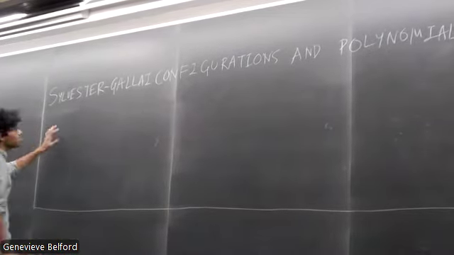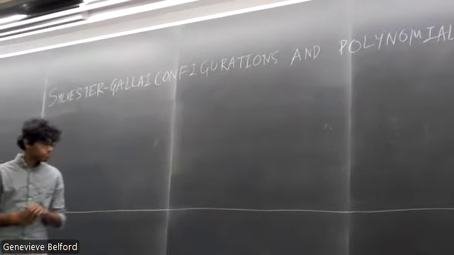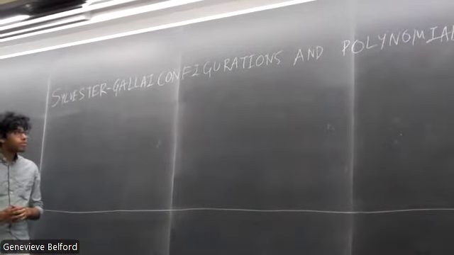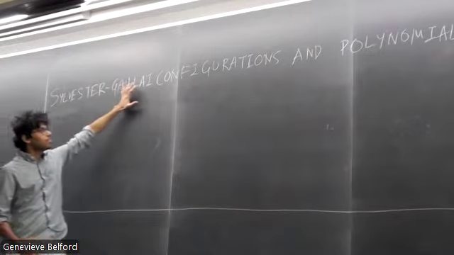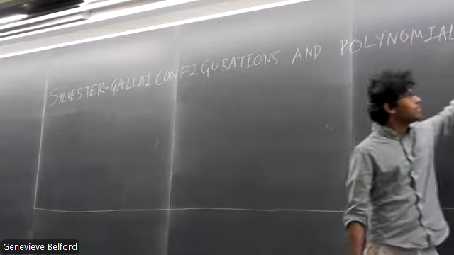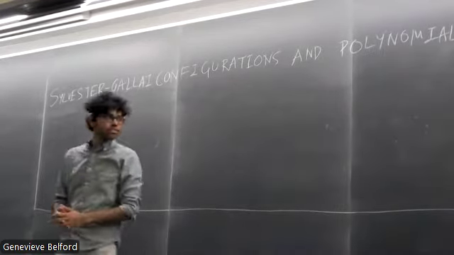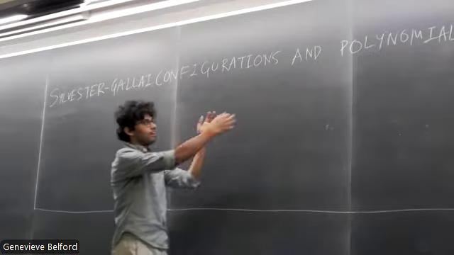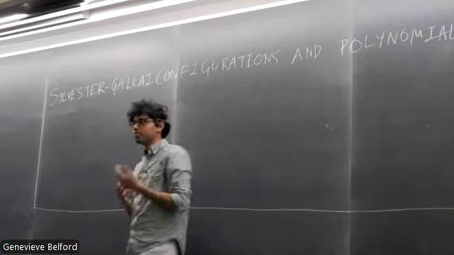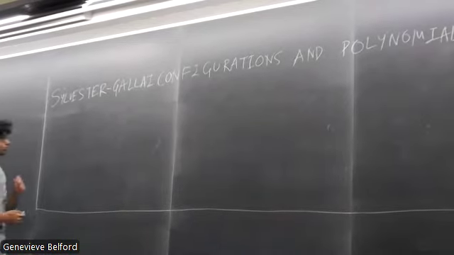So I will talk about Sylvester-Gallai configurations and polynomial identity testing. This part originated in combinatorial geometry, and this part is from algebraic complexity theory, or computer science, and they are related via some algebraic geometry, which I will talk about. Okay, so I'll talk about all three of those things.